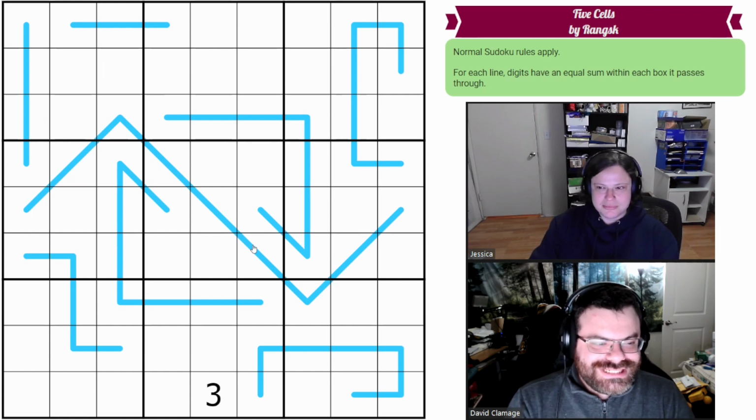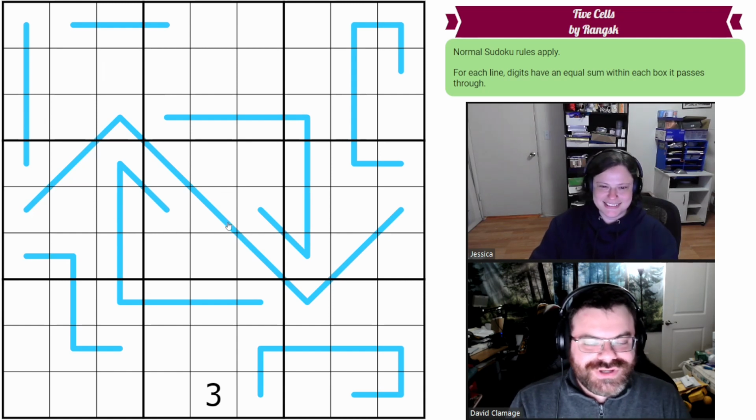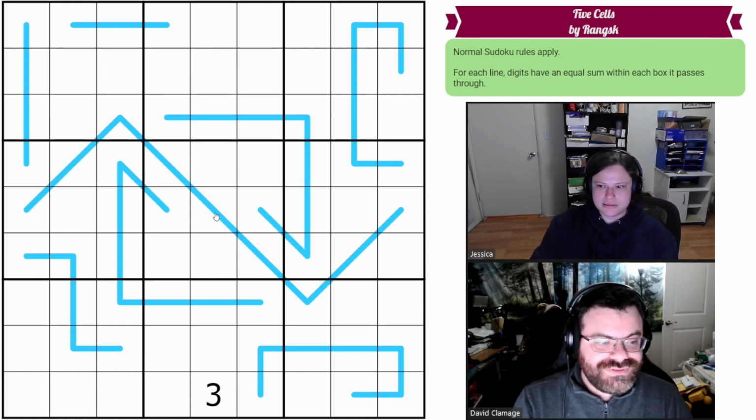Hello. So today I thought I'd do something a little bit different and introduce my new puzzle, which is called Five Cells. It's by myself, Rangsk. And I'm going to do it by having my sister, Jessica, attempt to solve it. And so we'll see how this goes.